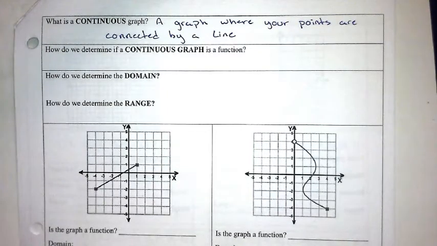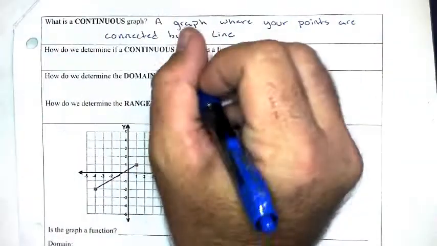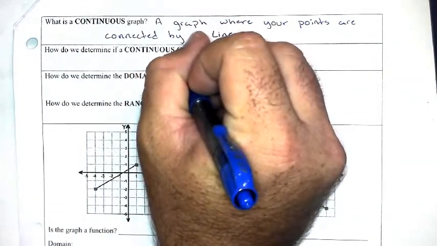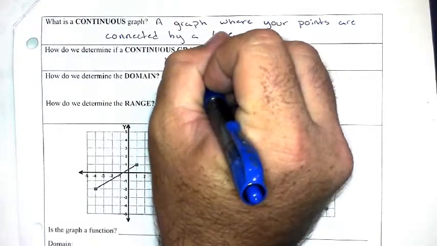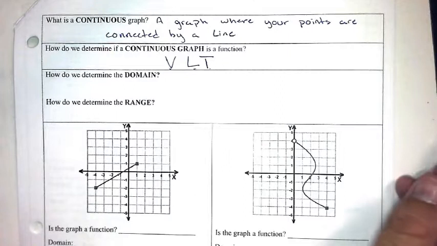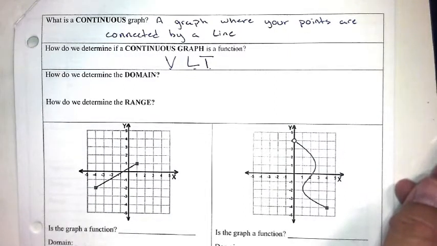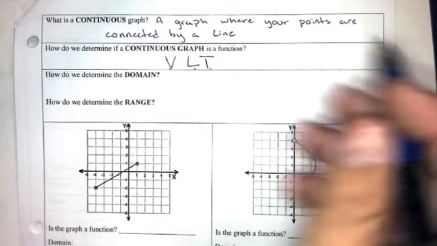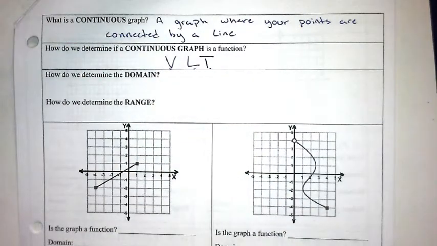Now, how do we determine if a continuous graph is a function? There's only one surefire way, and that is the VLT, which is the vertical line test. The vertical line test is the only surefire way. Now, here's what's really, really different here. How you write the domain and range between a discrete graph and a continuous graph. They are totally, completely opposites.